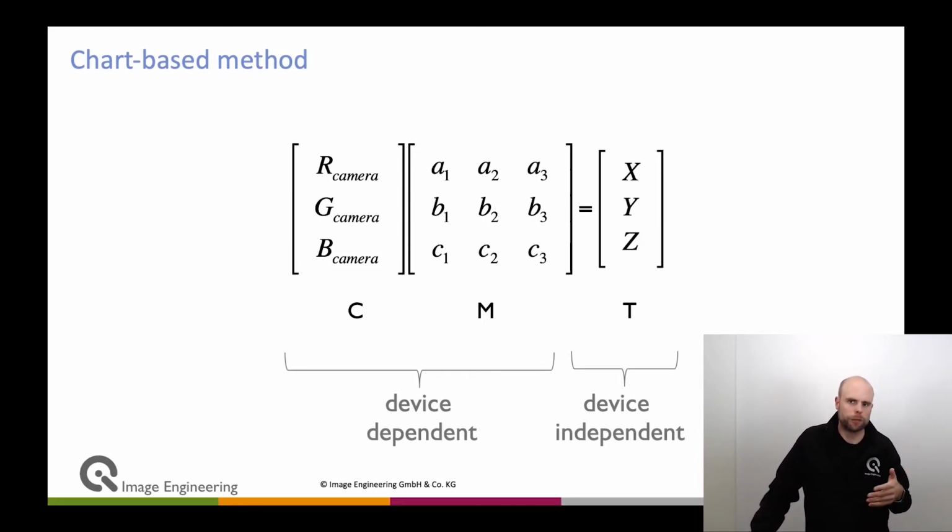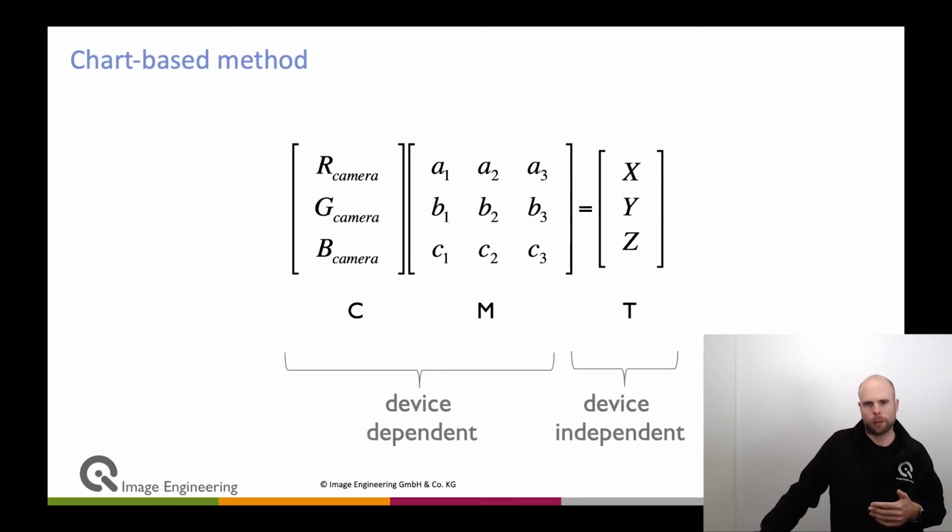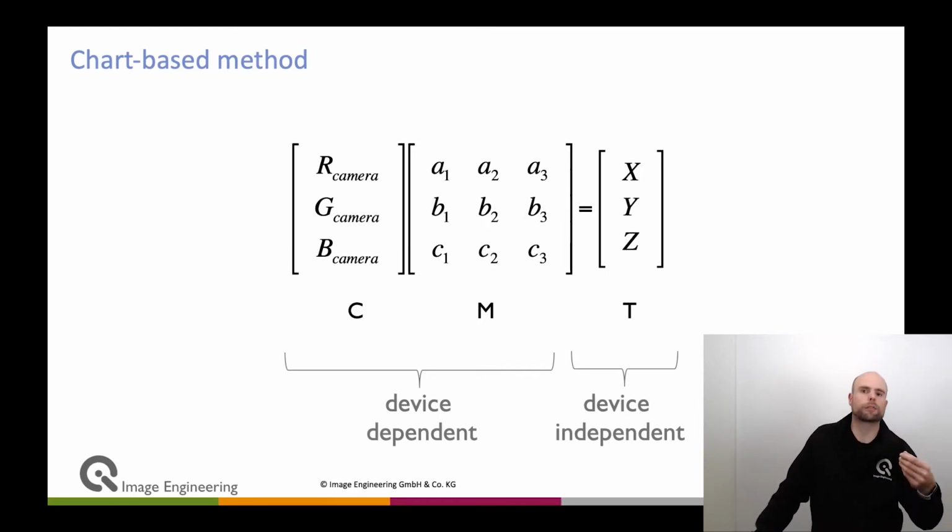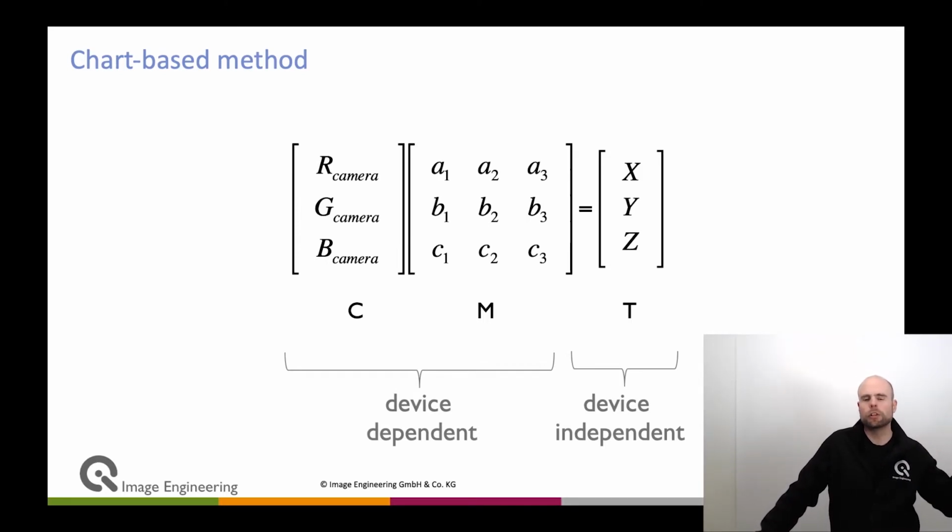And for example, with a 3x3 matrix. So the XYZ can then be considered as device independent because it will be a description of the color independent from the camera that captured it. And the RGB is device dependent, but also the matrix is device dependent. So the camera will give different RGB values, so the matrix will be different.